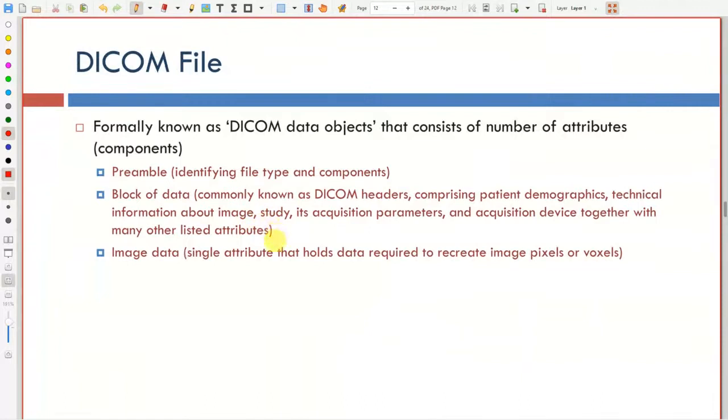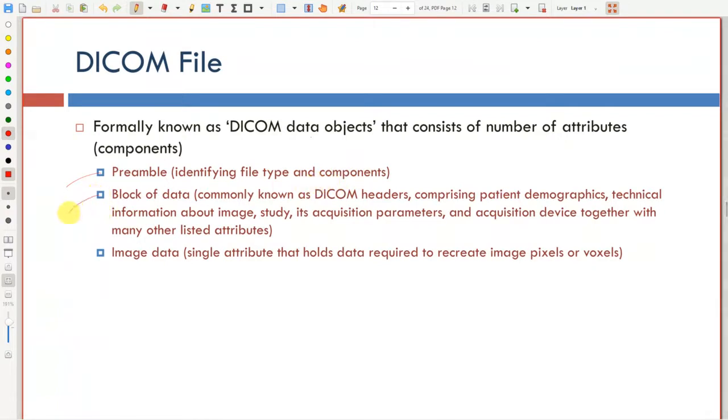So the DICOM file itself used to be named DICOM data objects, and it usually consists of a number of attributes or components. It has some kind of preamble, meaning some kind of identifier for the file data type and components of whatever data are included in that file.